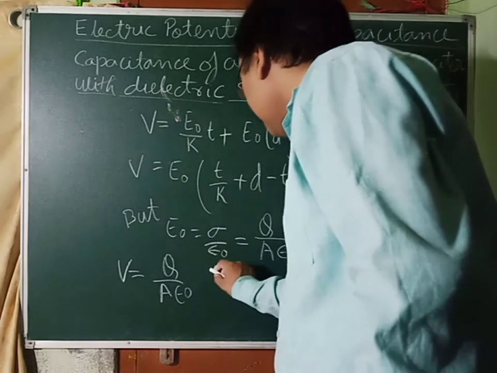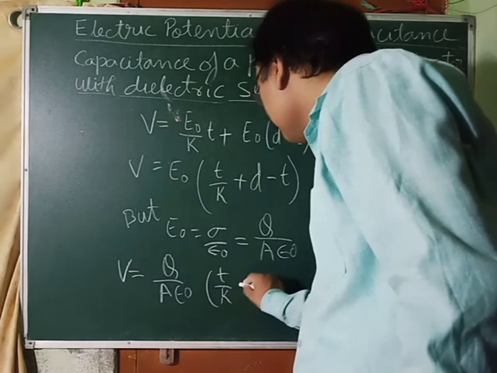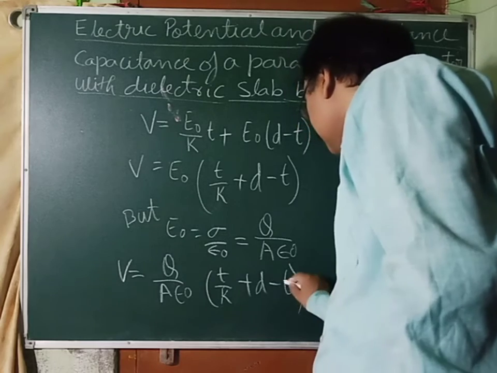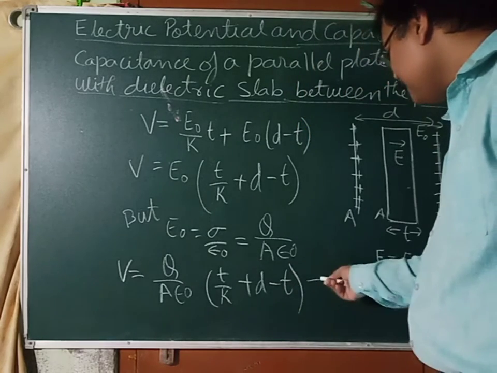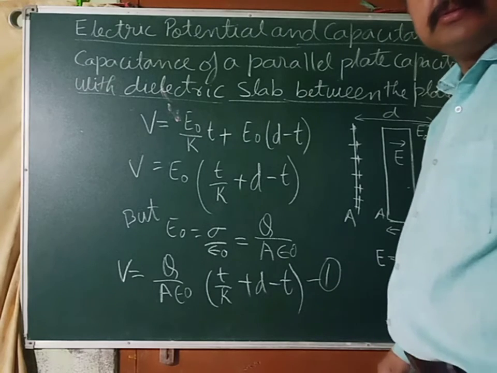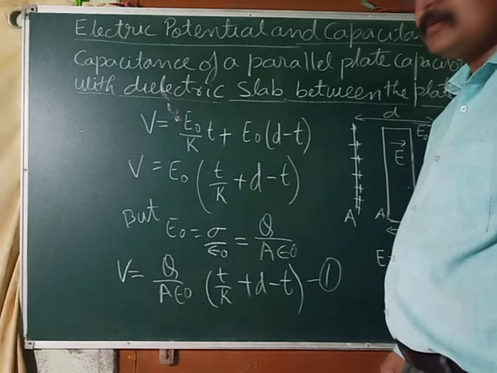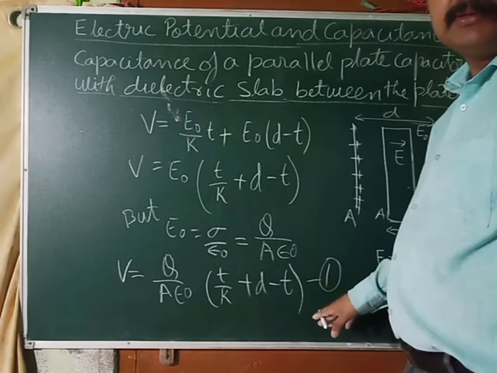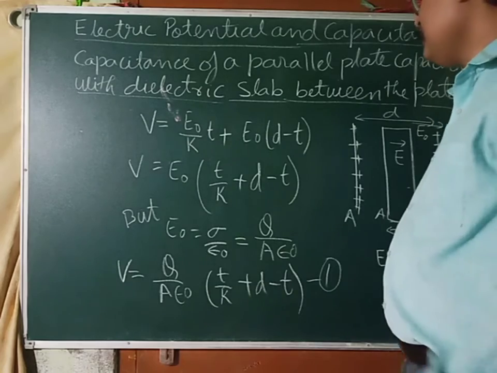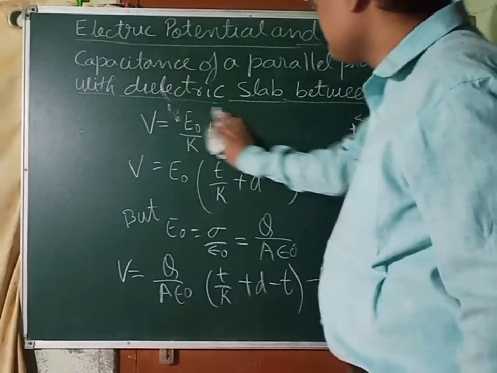into T by K plus D minus T. That's what we are having. Let us mark this equation number 1. We have got the expression for potential. Now we have to find out the capacitance. So just do this much. Done. Now I'm going to rub this. I'll just leave this equation 1 for you.